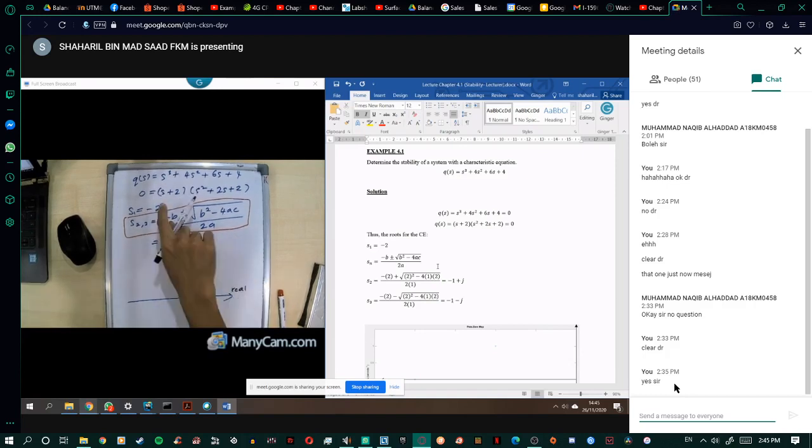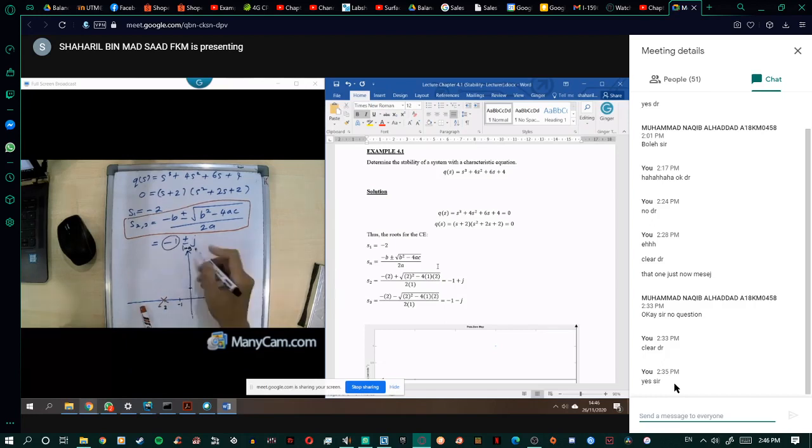Minus 2, that means real. So this one is real, right? This one is imaginary. Right, so minus 2, that means you get minus 1 here. This means minus 2, so your first root is at this point. And then you get minus 1 and plus j here. Imaginary, that means your j. So this is the second root, root number 2.